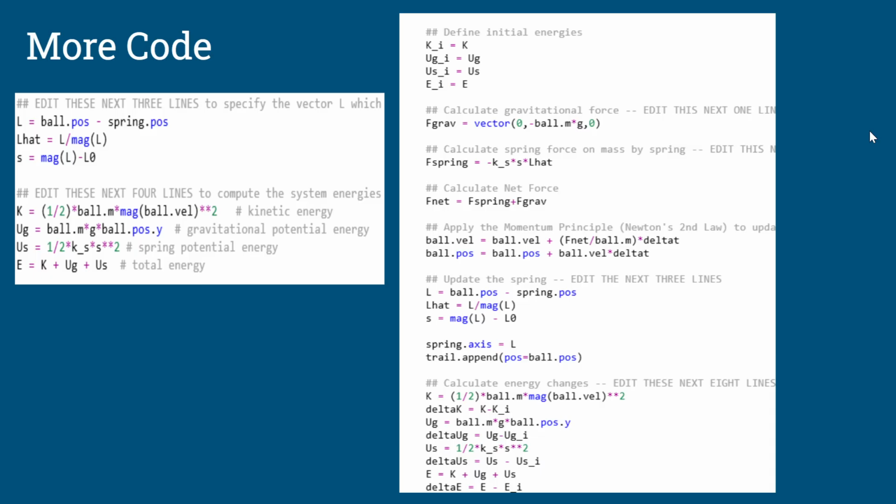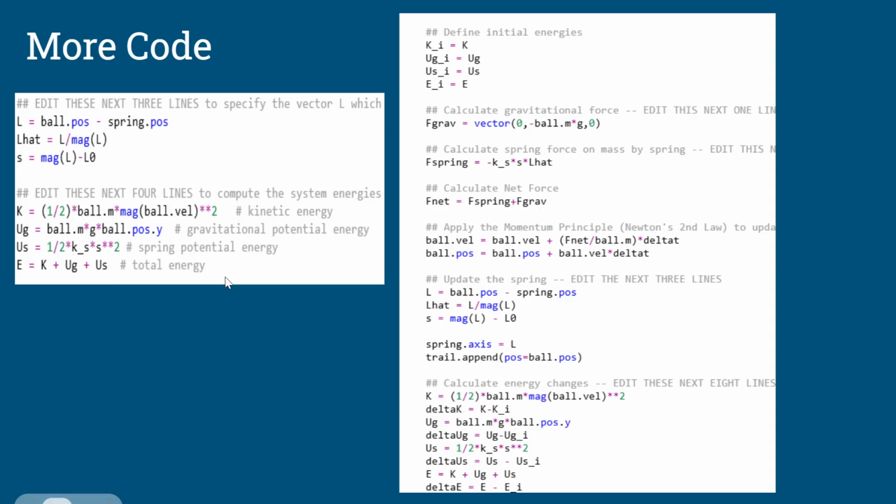So here's more of what the code will be doing. To figure out where the spring is positioned, you have this here where you're finding L hat, L, and s. And then we're defining our energies. Kinetic energy is just going to be 1/2 mv squared. Gravitational potential energy is mass times gravity times delta y. Spring potential energy is 1/2 ks squared. And then the total energy is going to be all of them.